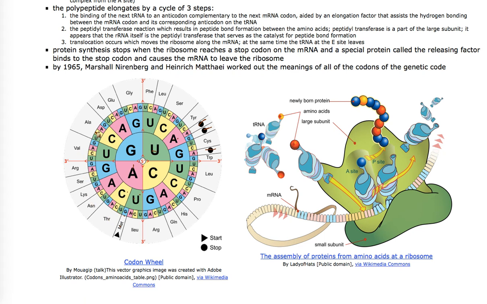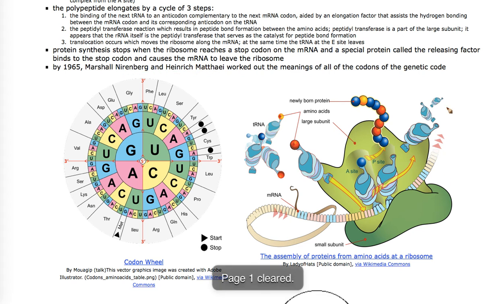Some amino acids are represented by up to 6 codons. Other amino acids, like tryptophan, are only represented with 1. It varies. And so there is some redundancy for some amino acids. For other amino acids, there is not. So Marshall Nirenberg got the Nobel Prize for figuring this out. He published in 1965. Marshall Nirenberg and Heinrich Matthaei for their work on figuring out this codon wheel. The codon wheel is kind of a triumph of science.